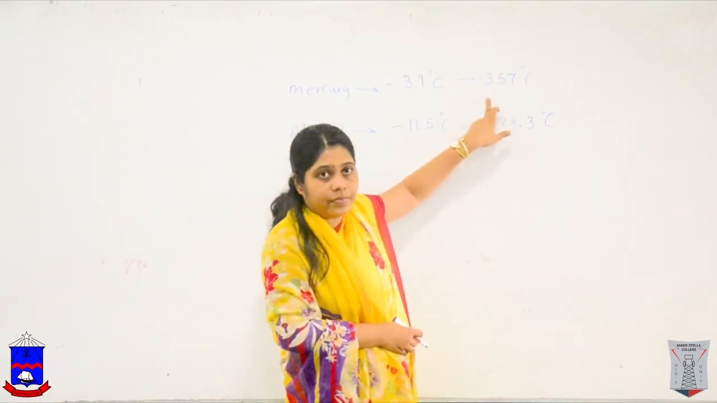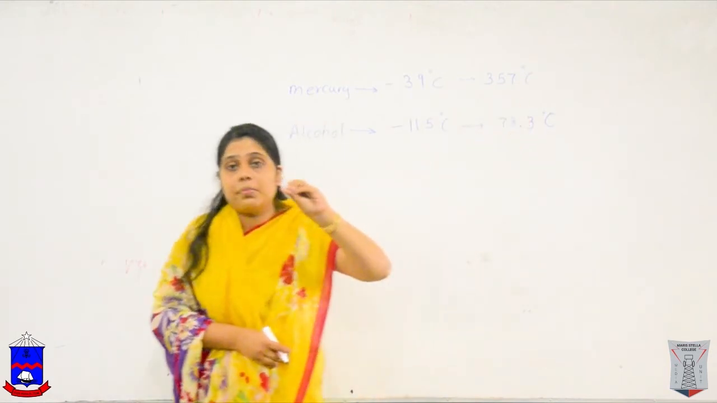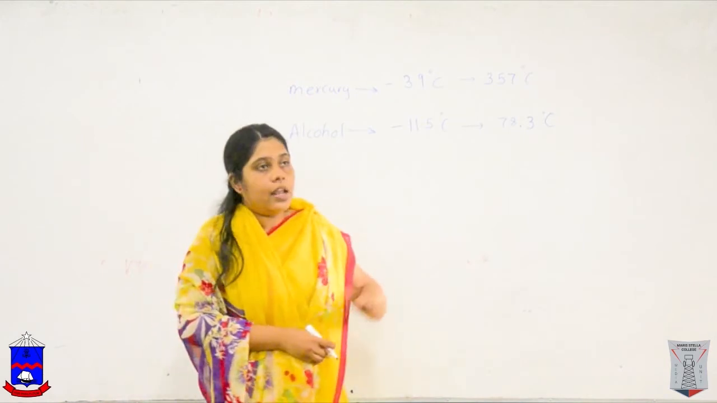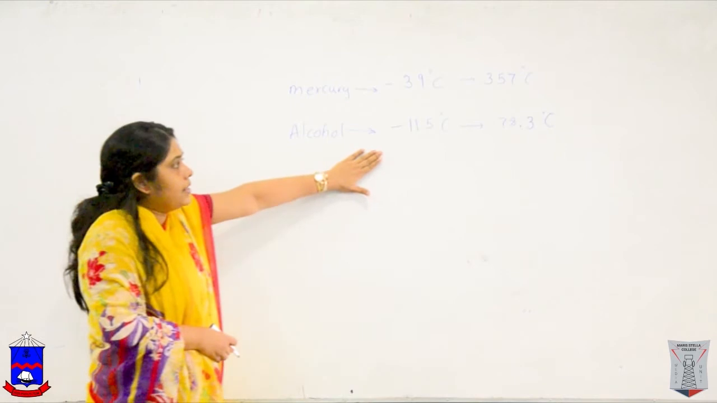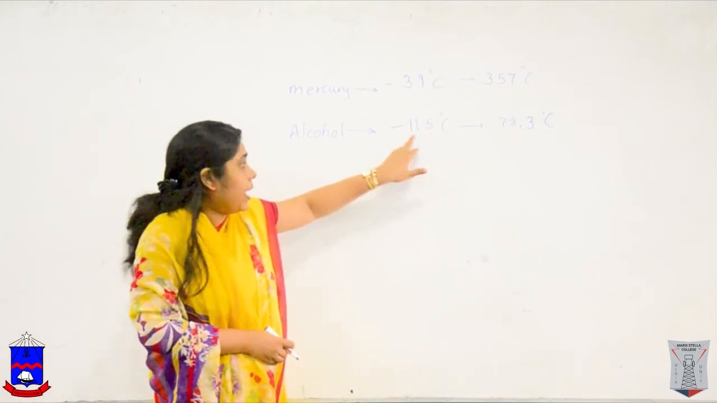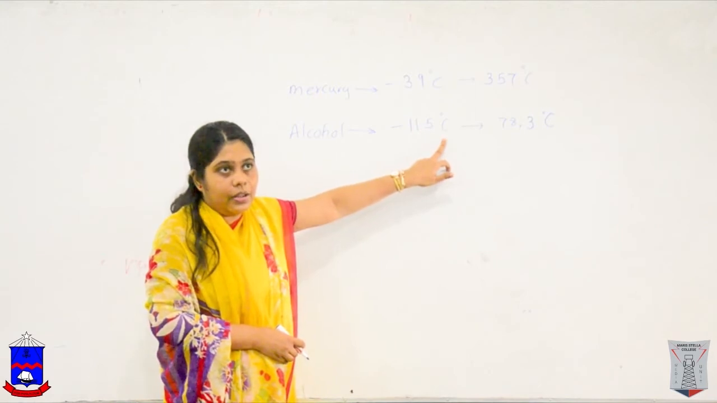Like up to 357 degrees Celsius, you can measure the temperatures. Now when we come to the alcohol thermometer, this is the freezing point of alcohol, minus 150.